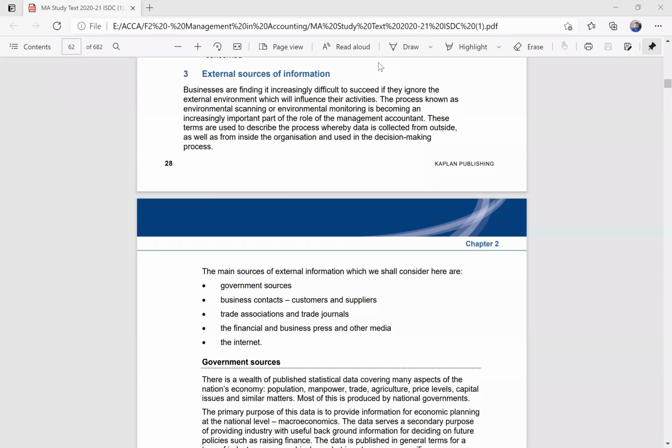Then we have external sources of information. In external sources of information, we have all the sources that are outside of the company. So the government collects a lot of data for analyzing and presenting statistics and all of that, right? So we can collect data from them. That is going to be one of the external sources.